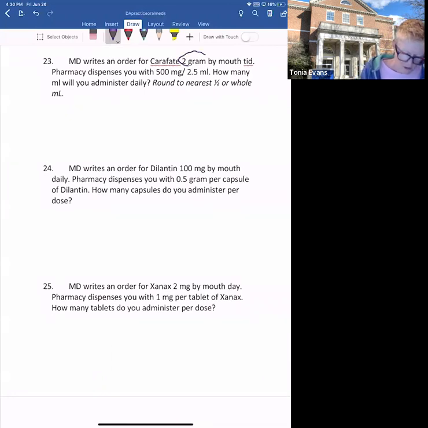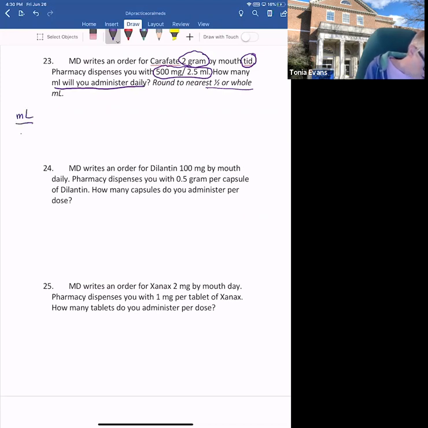All right. Carafate, 2 grams by mouth 3 times a day. This is what pharmacy gave us. And the question is asking for milliliters per day. So I've got 2 grams 3 times a day. How much am I going to give total per day? Round to the nearest half or whole. So I want to know milliliters per day.